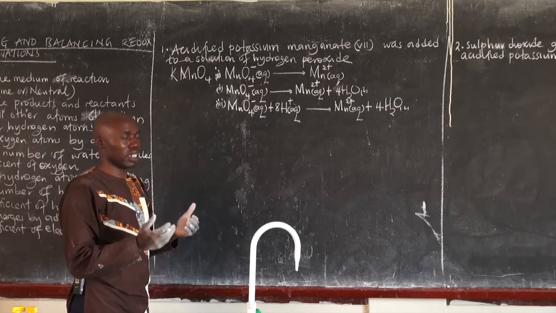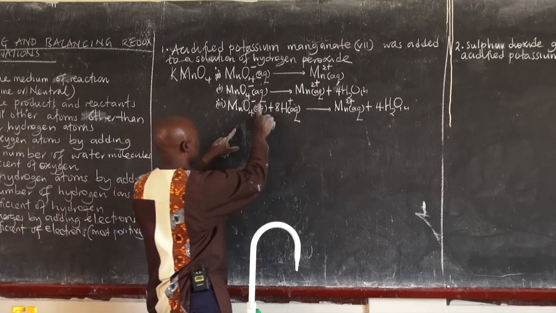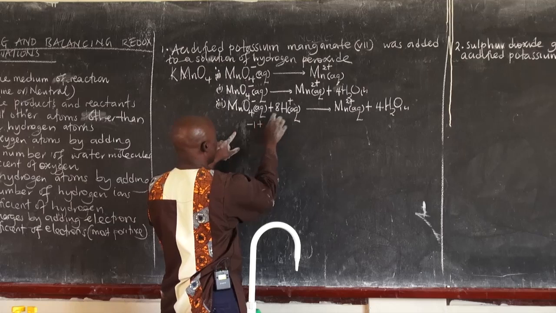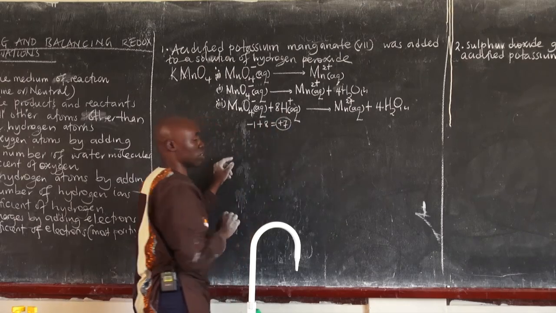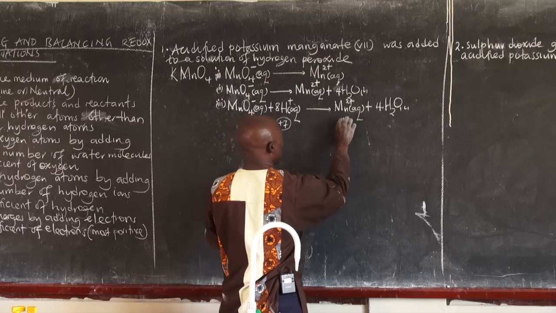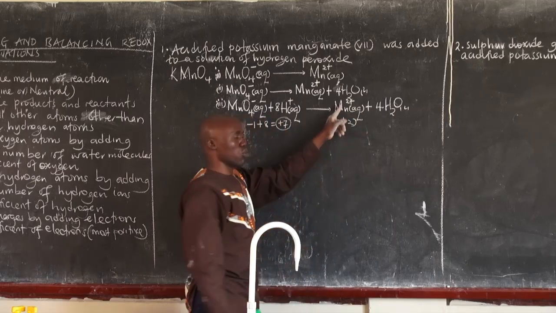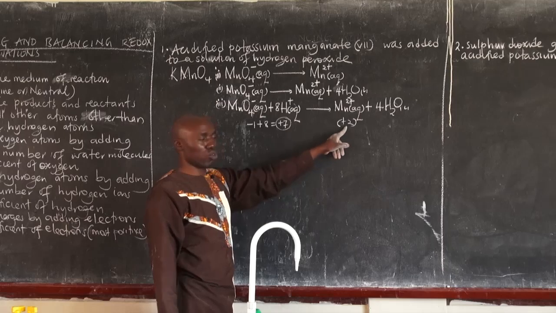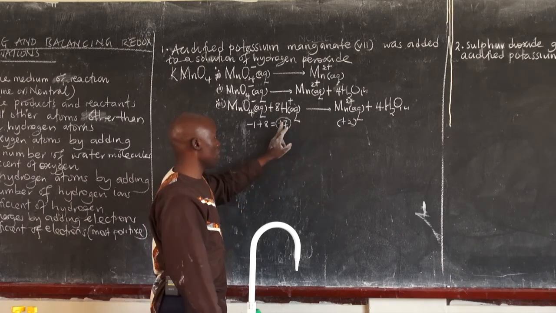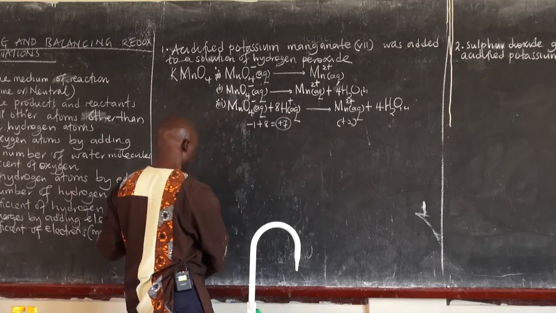Now let's look at the charges. The total charge is -1 plus 8 gives us +7. So the total charge this way is +7. Total charge that side, I can only say +2 here. So this is a higher positive value. I have to reduce this to 2 by using 5 electrons. So 5 negatives will make this one become 2.